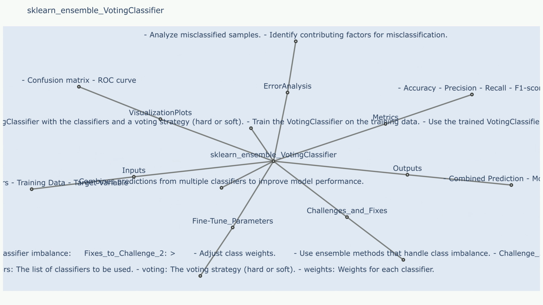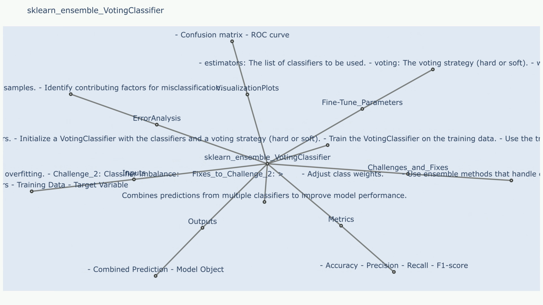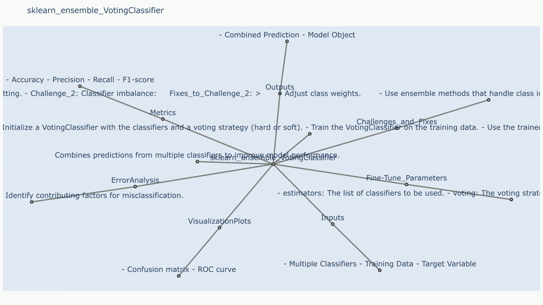Metrics. Accuracy: the proportion of correctly classified instances. Precision: the proportion of correctly predicted positive instances out of all instances predicted as positive. Recall: the proportion of correctly predicted positive instances out of all actual positive instances. F1 score: the harmonic mean of precision and recall.